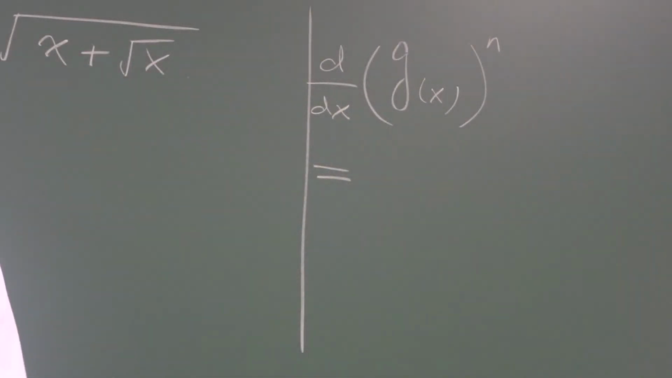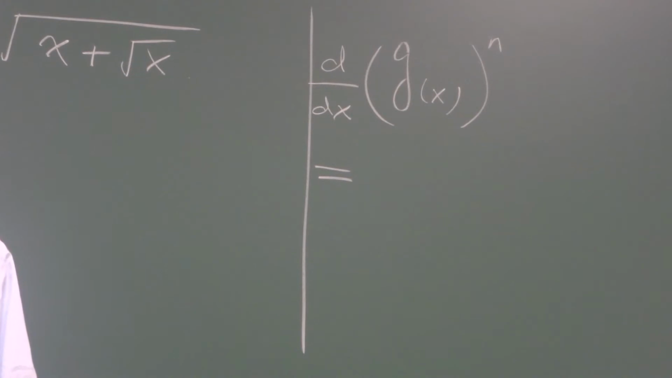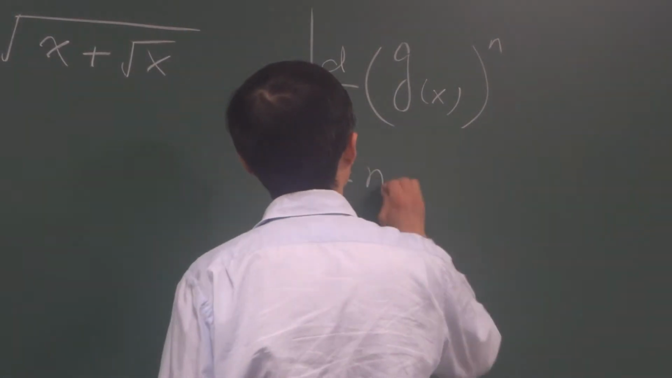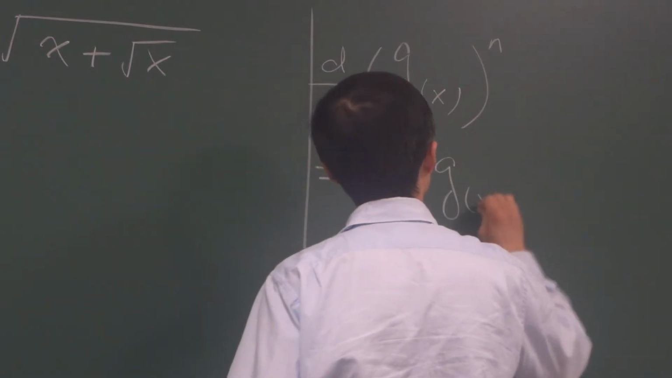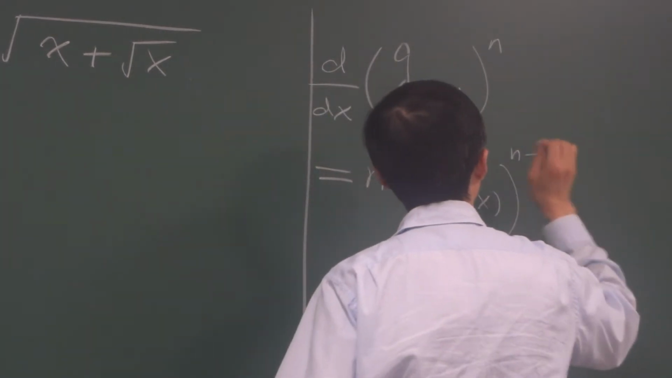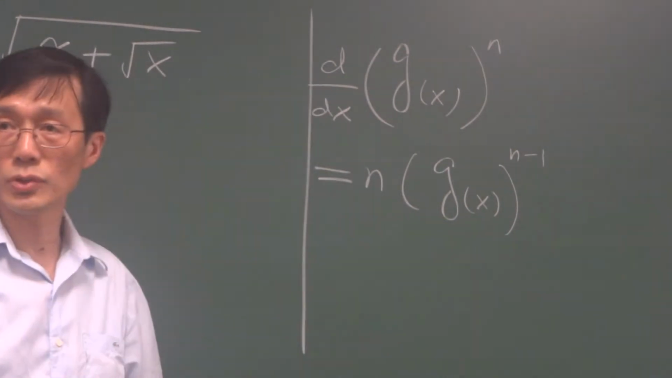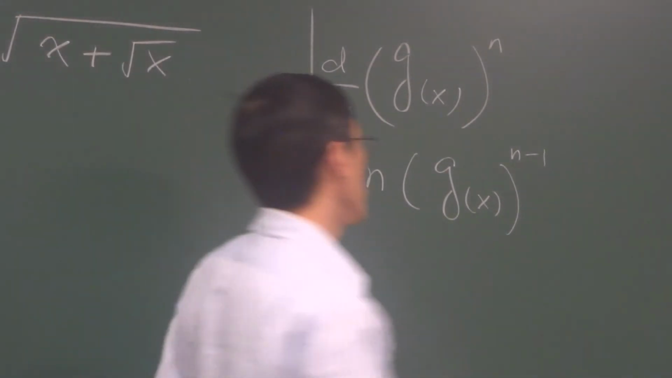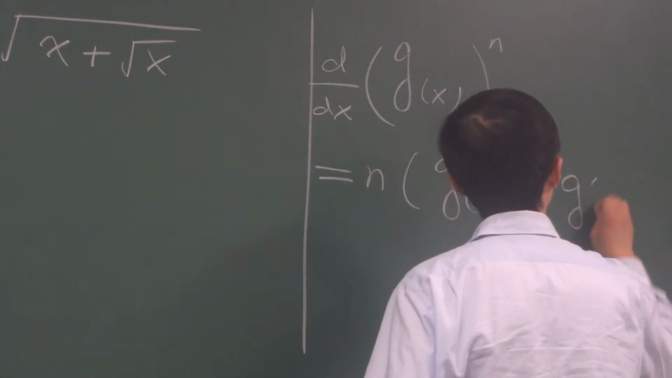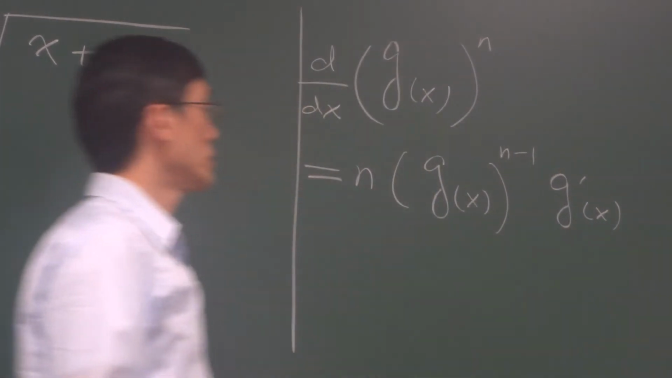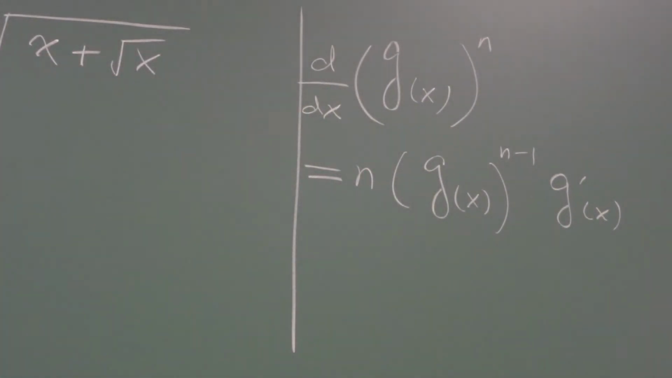Well, you're just going to apply the ordinary power rule. And then you have to multiply by g prime at the end. Therefore, n times g of x to the n minus 1. This part is the usual power rule. And then you multiply by g prime. That is given by the chain rule. Okay. All right, so we're going to apply that.